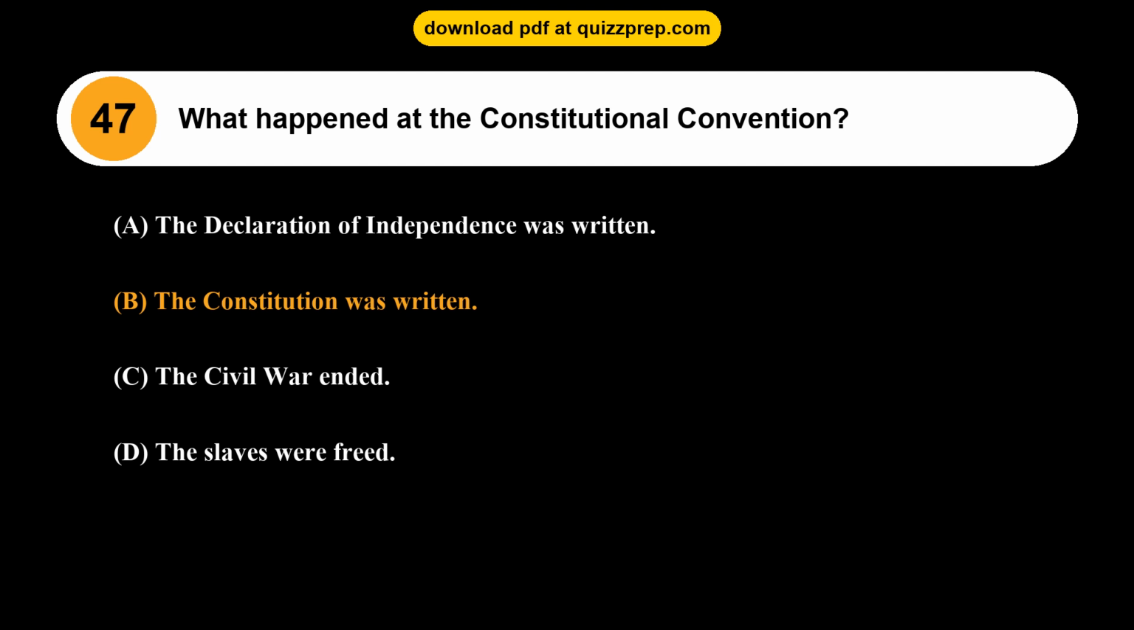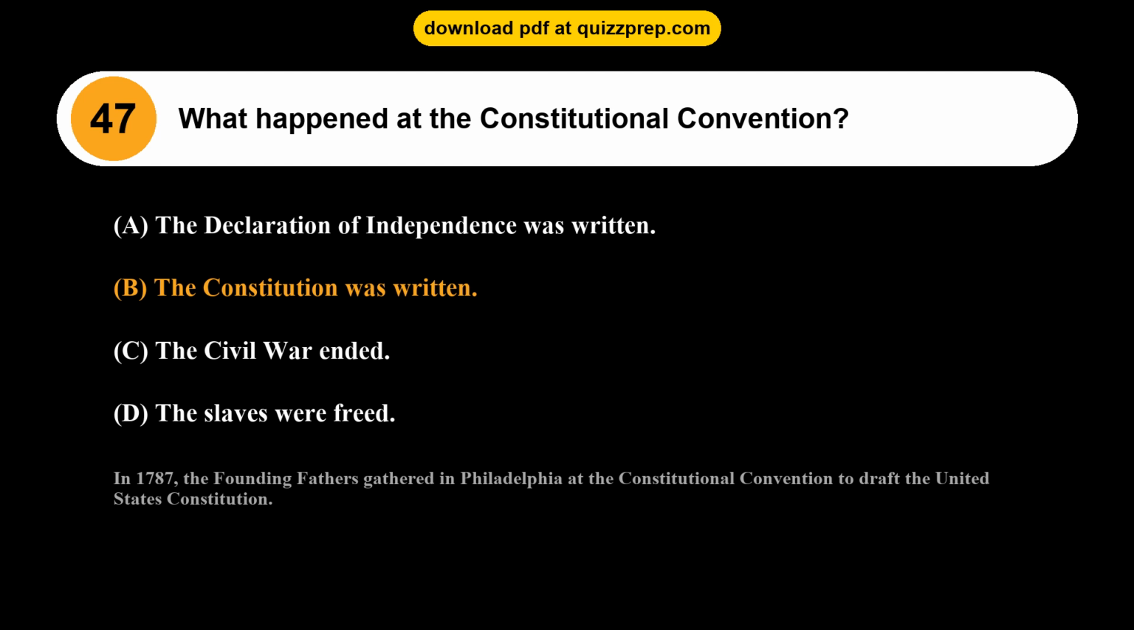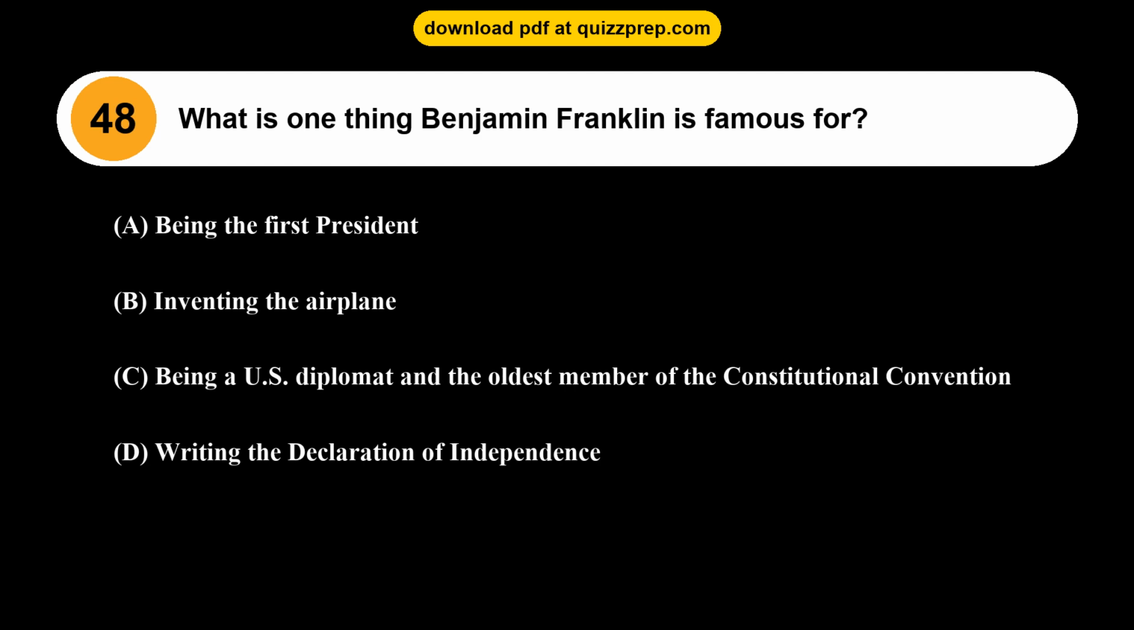The Constitution was written. In 1787, the Founding Fathers gathered in Philadelphia at the Constitutional Convention to draft the United States Constitution. Question 48. What is one thing Benjamin Franklin is famous for?